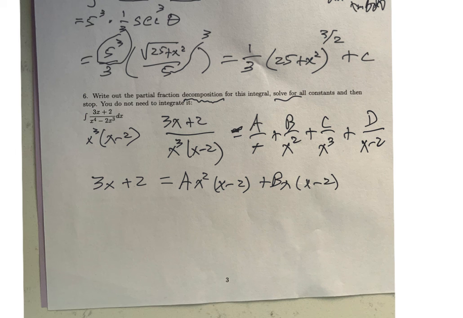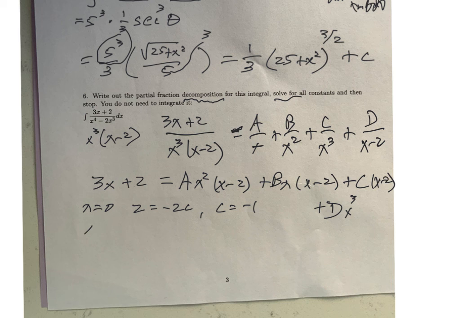C is over all of the x's, so it just needs the x minus 2. And D needs only the x's, but it needs all of them. So we need to solve for the constants. Plug in 0. All of the terms go away except for C. On the left-hand side, we get 2. On the right-hand side, we get minus 2C. So C is minus 1.